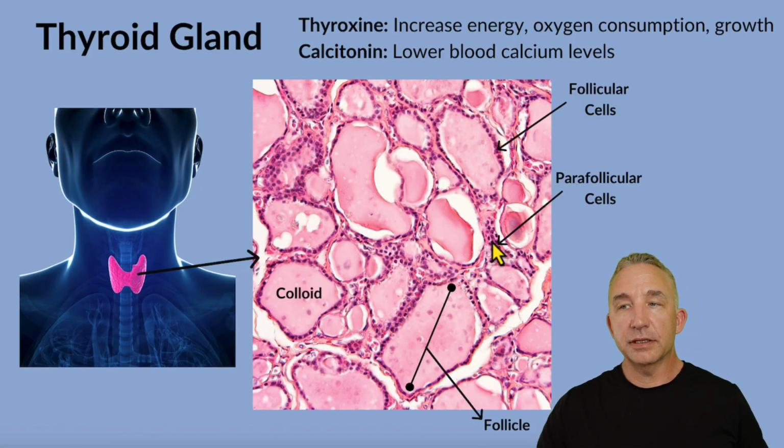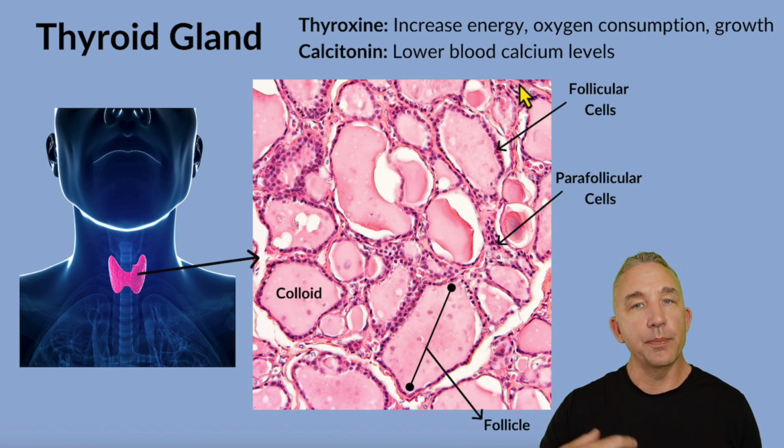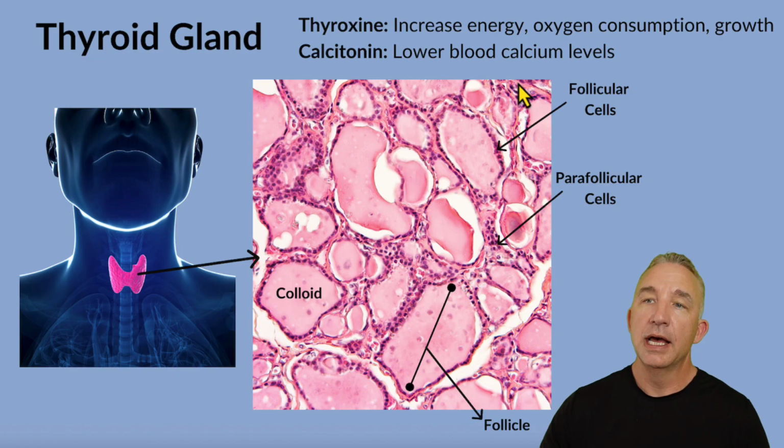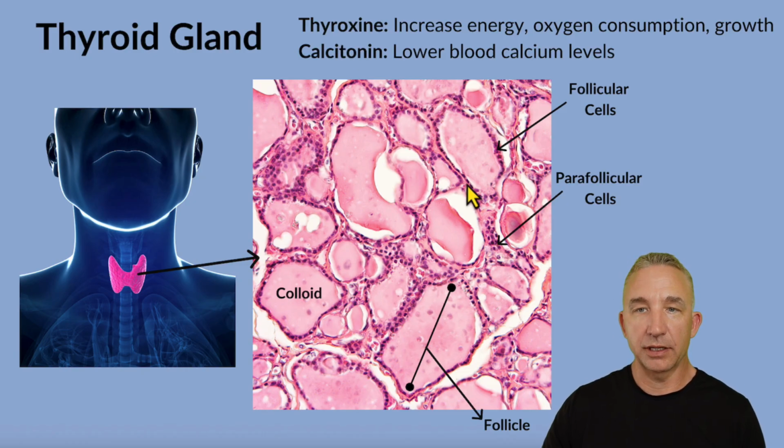So parafollicular cells producing calcitonin to control calcium. We know calcium is important for some of our membrane potentials and how we move things across surfaces of cells, and then also for our bone development as well. And then thyroxine, we said, was for energy and how we metabolize within the cells, and we do that through these follicular cells.